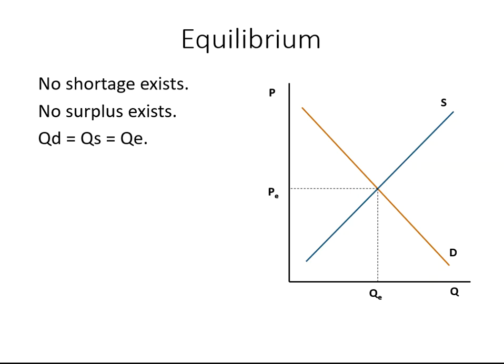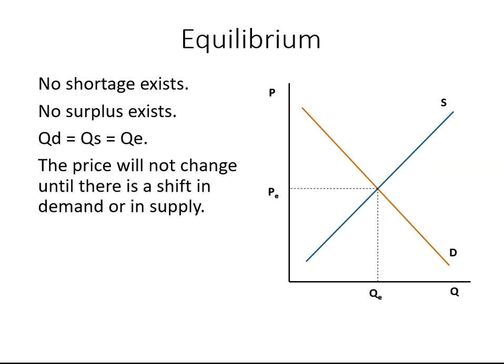At this point, equilibrium means the price will not change unless one of the curves shifts. The equilibrium price PE is stable, and it will never change unless one of the factors determining supply or determining demand changes. That is the characteristic of equilibrium.